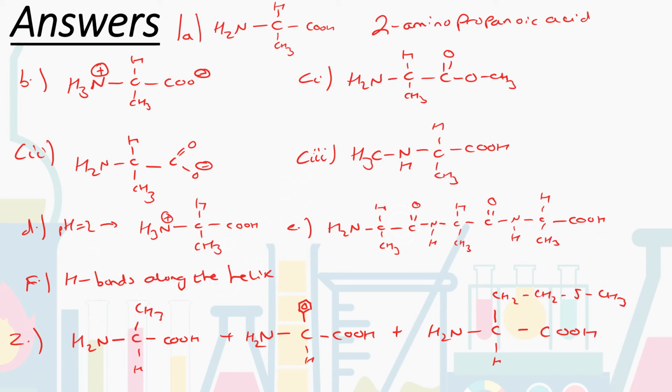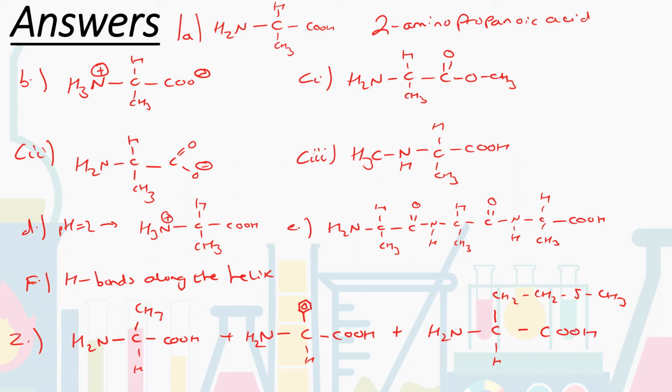We then have to draw the structure of the zwitterion of alanine, and so simply all we're going to do is deprotonate the carboxylic acid group, protonate the amine group, and so the structure is shown there. Then we're asked to draw the product when the amino acid reacts with certain species. So the first one was reacting with methanol and concentrated H2SO4.